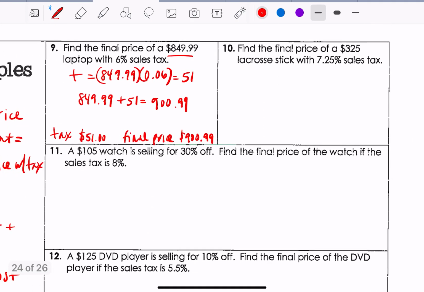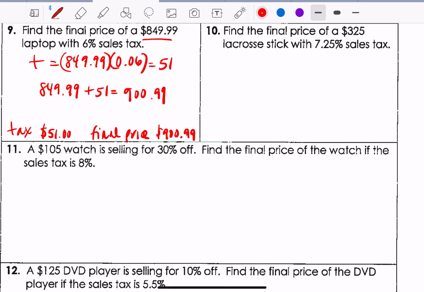Number 10, find the final price of a $325 lacrosse stick with a 7.25% sales tax. So same thing. I'm going to find the tax by taking the original price of the item, the selling price of the item, and multiplying it by the tax. This is tricky, 0.0725, right? I'm moving it 2 places, there's going to be a 0 in front of that 7. My tax ends up being $23.56. I'm going to write that over here.